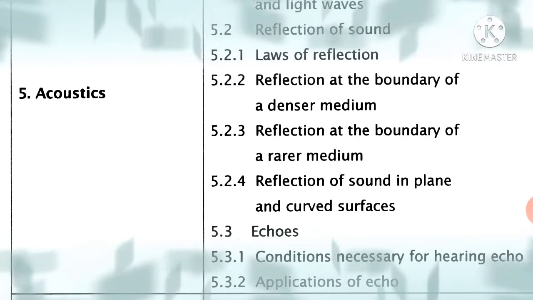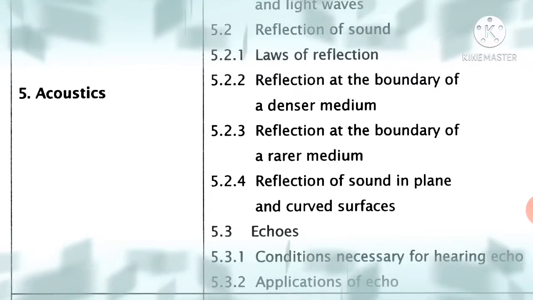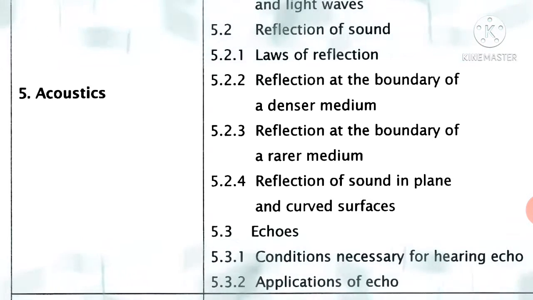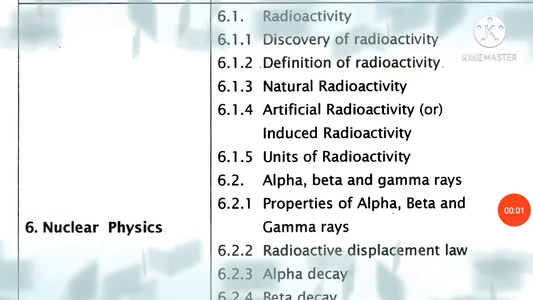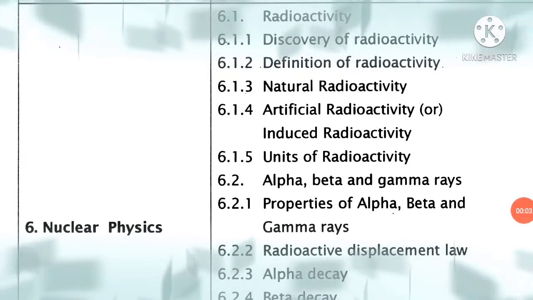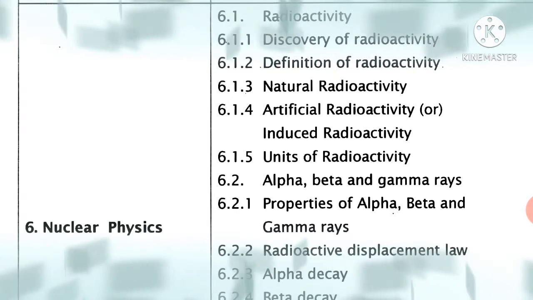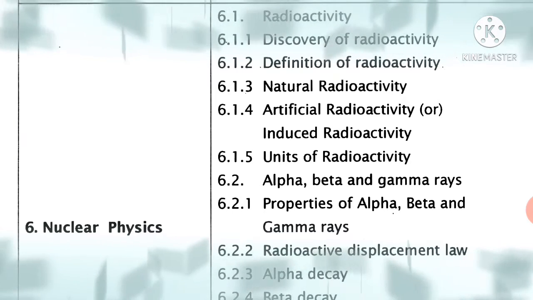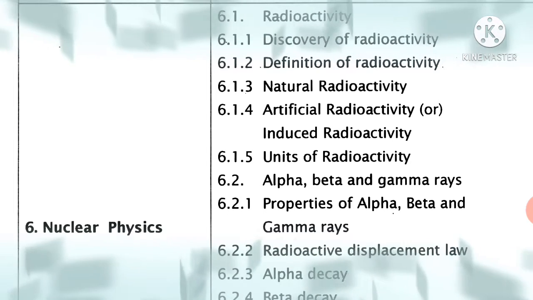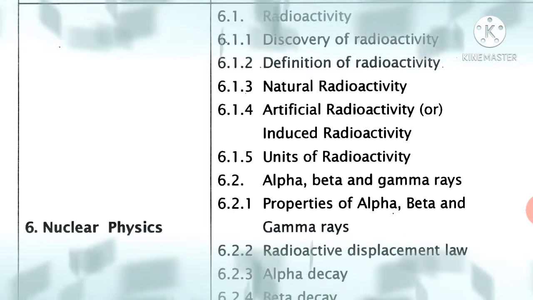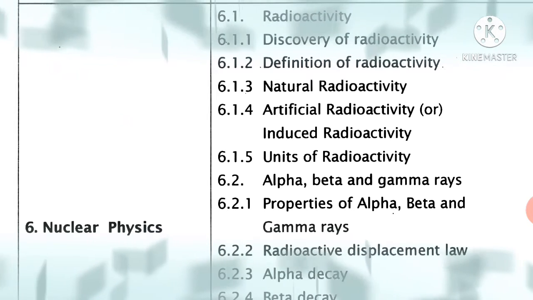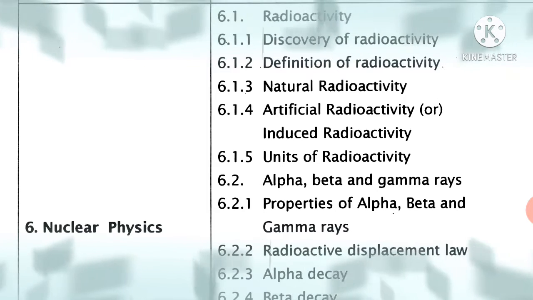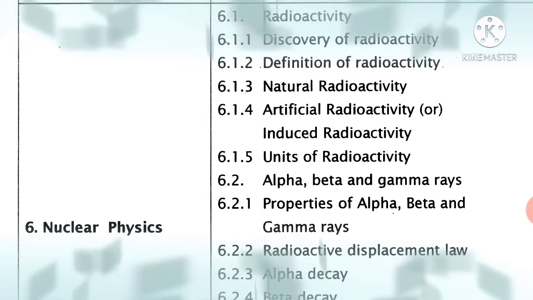5.3 Echoes. 5.3.1 Conditions necessary for hearing echo. 5.3.2 Applications of echo. Unit 6 Nuclear Physics. 6.1 Radioactivity. 6.1.1 Discovery of radioactivity. 6.1.2 Definition of radioactivity. 6.1.3 Natural radioactivity. 6.1.4 Artificial radioactivity or induced radioactivity.